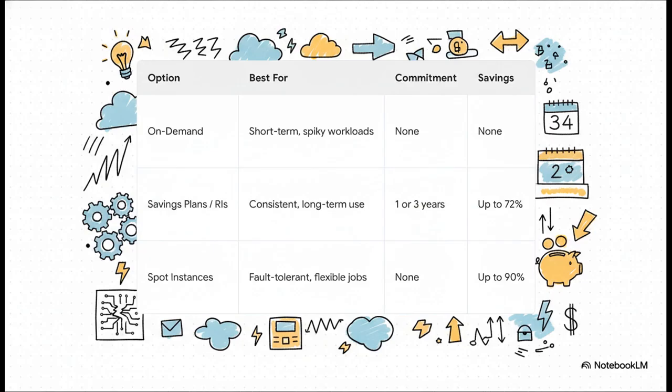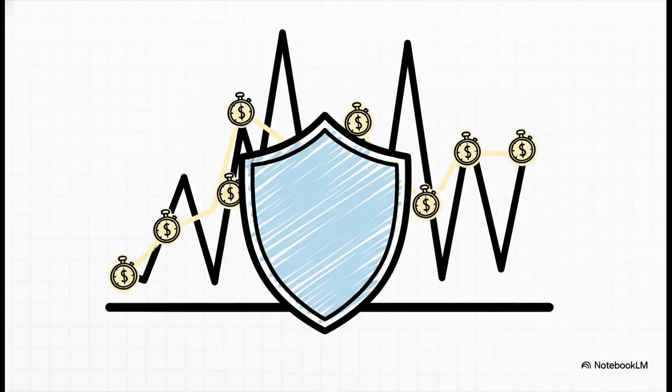And finally, you have spot instances for jobs that can be interrupted, and these give you the absolute biggest savings. Your job on the exam is to read a scenario and pick the right one. So let's look at on-demand. The key words here are flexibility and reliability. You pay by the second for exactly what you use.